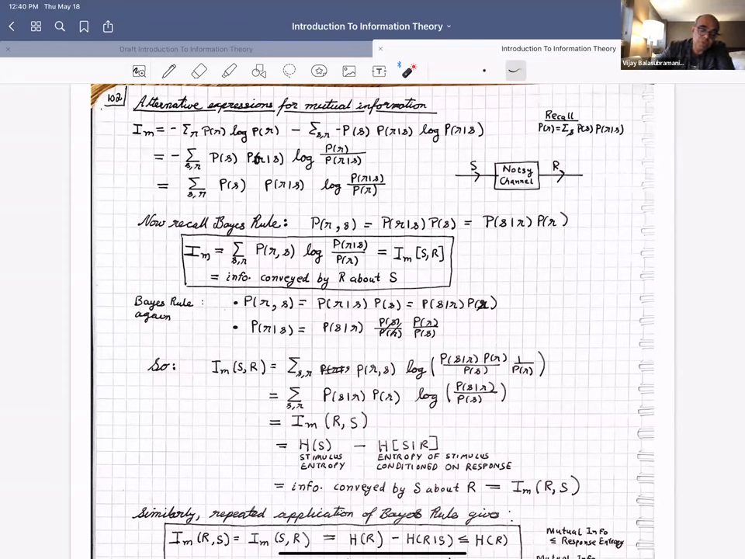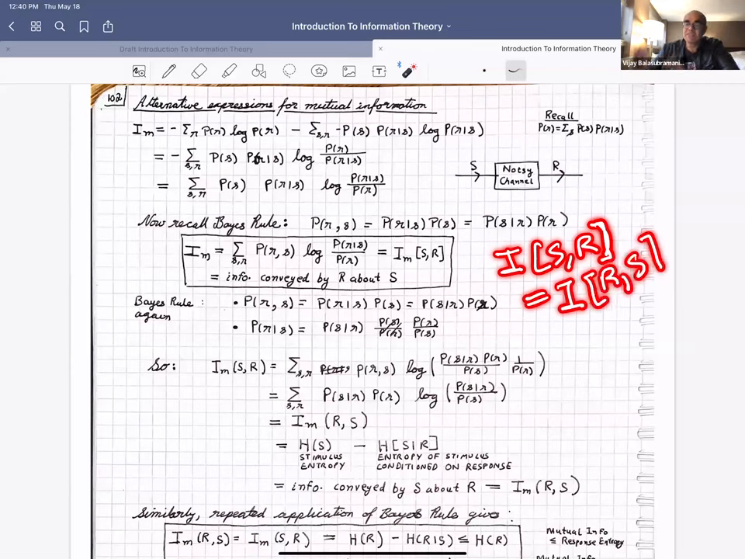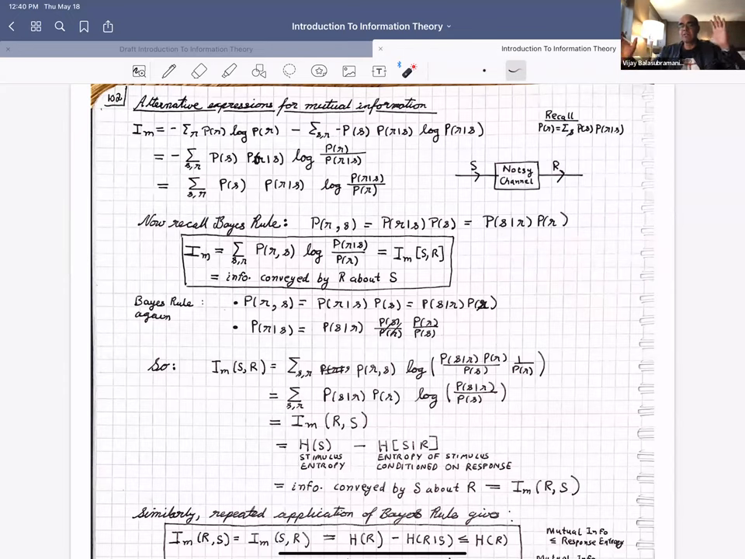So for example, you can take the expression we started with and use basically Bayes' rule and factorization properties of probability distribution. So here's Bayes' rule. You just plug in Bayes' rule and you manipulate this expression a few times. Basically, you can show that I of S and R, the information conveyed by S about R, is the same thing as the information conveyed by R about S. Namely, it's a reciprocal quantity. You have the input and the output of the channel, and however much the input tells you about the output is the same as the amount that the output tells you about the input.